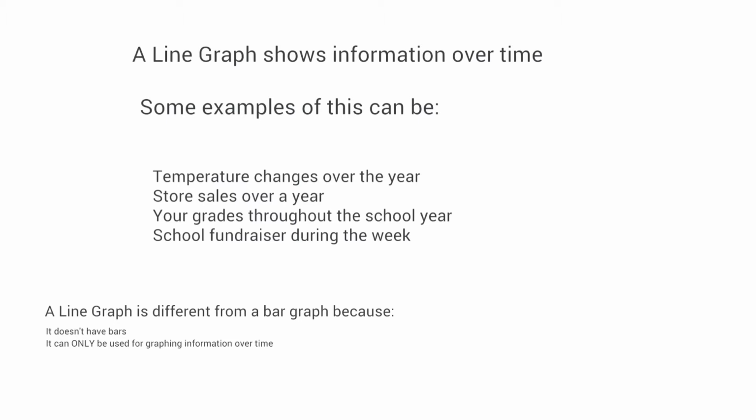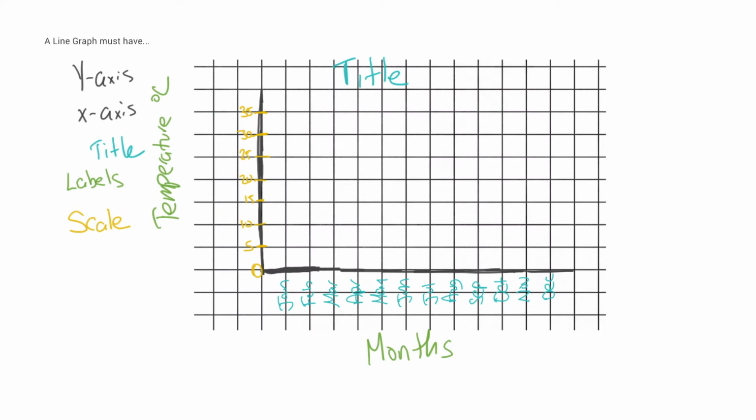A line graph is different from a bar graph because it doesn't have bars and it can only be used for graphing over time. A bar graph can be used for graphing over time, but you will see why a line graph is easier. A line graph has all the same things as a bar graph, except you'll notice here at the bottom, I have written the dates on the line. You will see why in the next example.